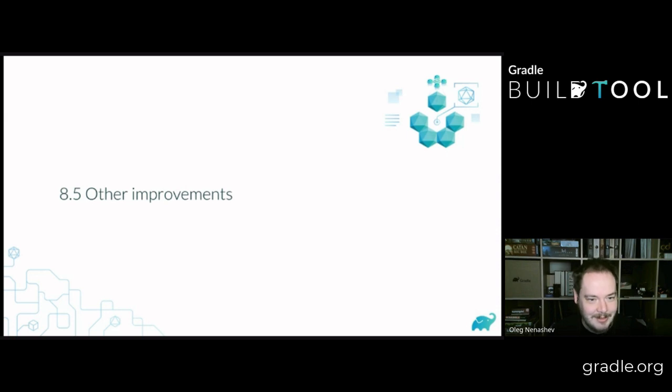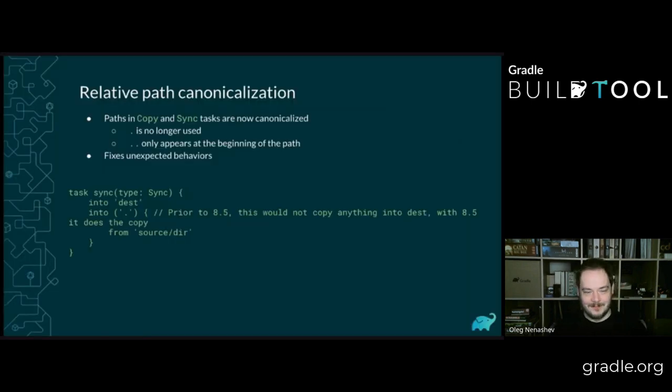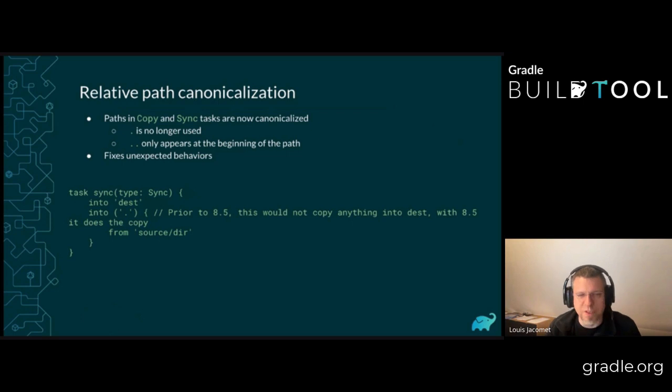And the next one is about all other improvements. Yes. So some minor improvements that don't really have a category. One of them is inside CopySpec, copy task and sync tasks. The paths that were used were not necessarily canonicalized, and that caused sometimes hard to understand problems. And nowadays, we make sure that paths are always canonicalized, which means dot is no longer used anywhere, and dot will only appear at the beginning of a path to indicate that you're walking up the tree.